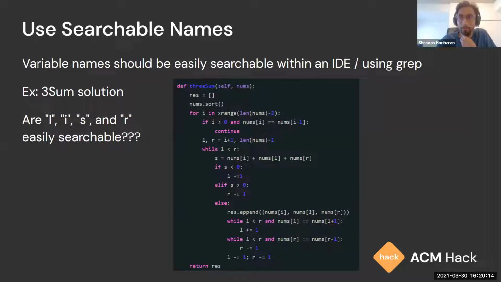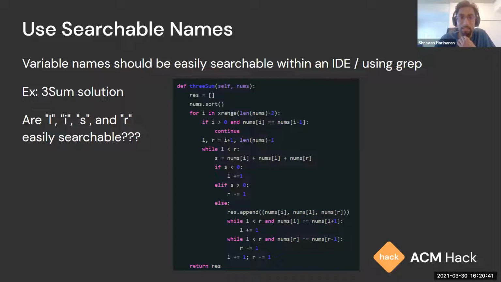Lastly, on variable names, we want to make sure that variable names are easily searchable, so that if you need to debug a variable, for example, it's easily searchable with grep or with an IDE. Let's look again at this solution here. Are these variable names easily searchable? I don't think so. If you search for L, that's going to pull up a ton of results. Same thing with S, same thing with I, same thing with R.